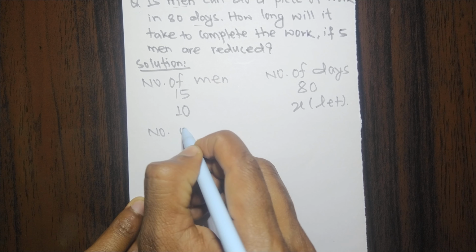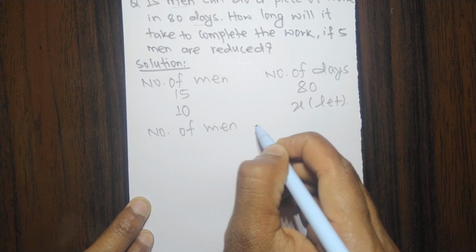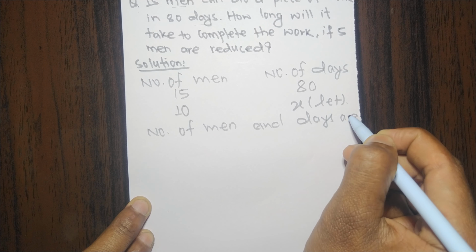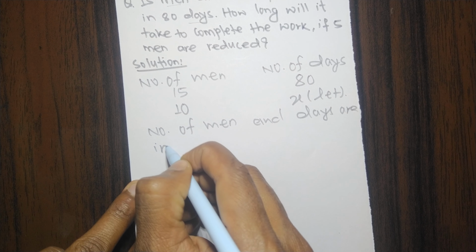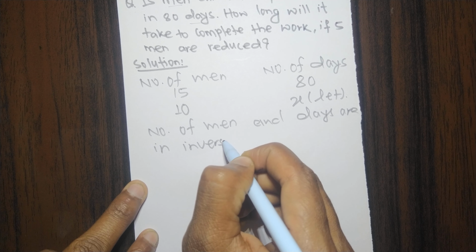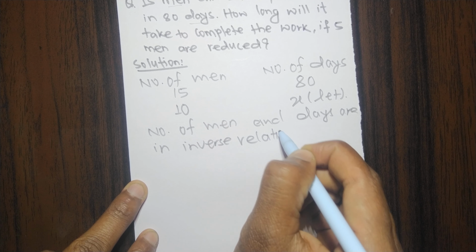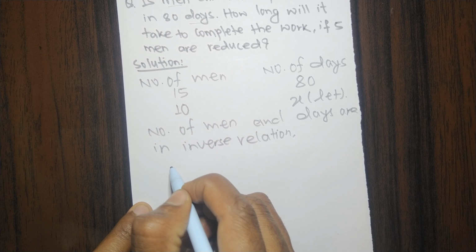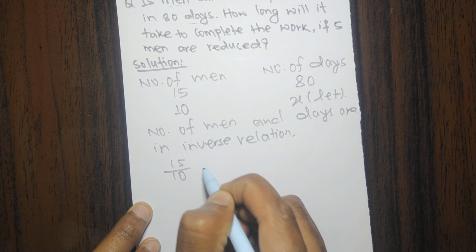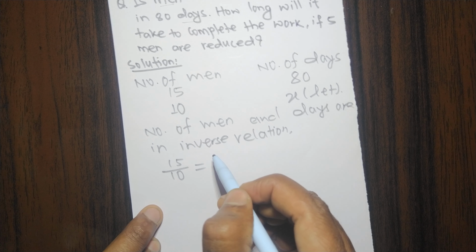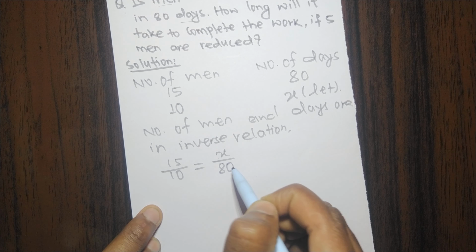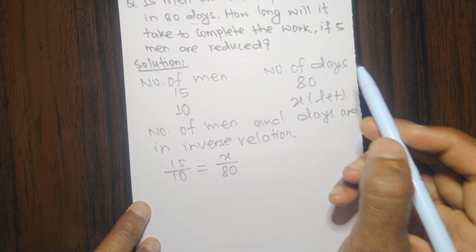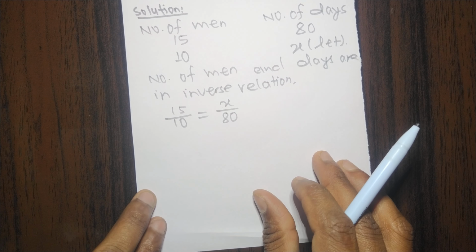So number of men and days are in inverse relation. So number of men and days are in inverse relation. So we can write 15 by 10 is equal to x by 80. So numerator and denominator both we interchange in case of inverse relation.